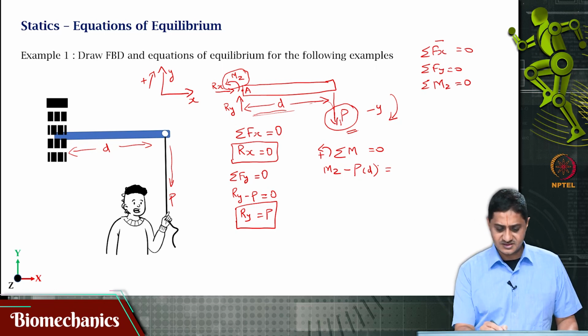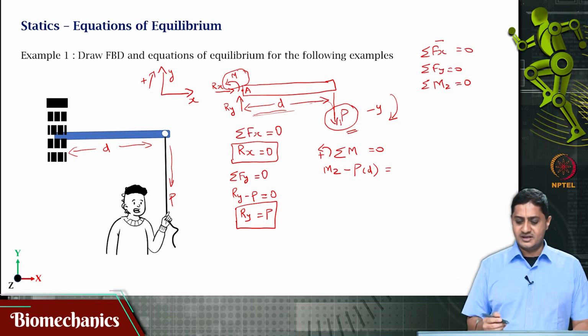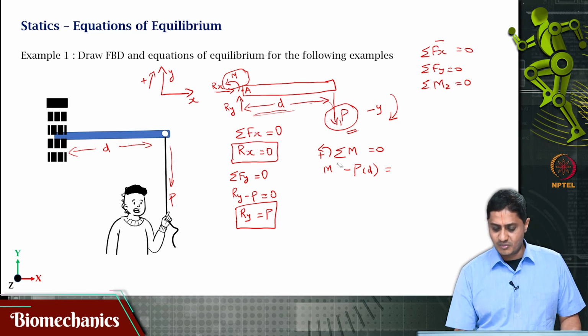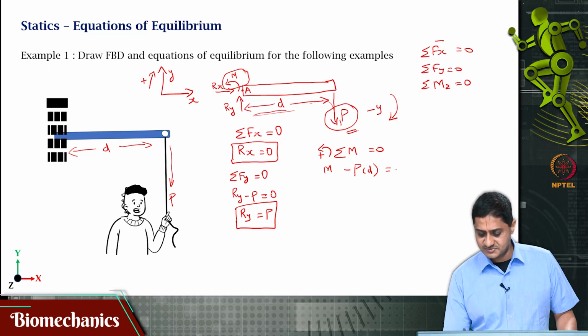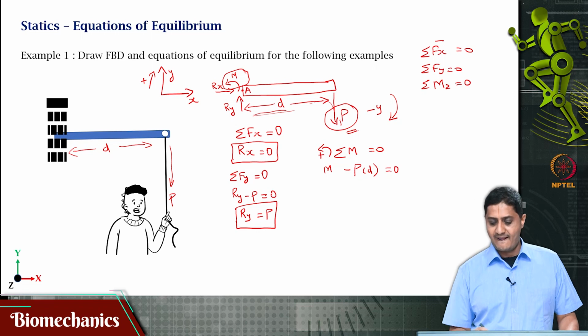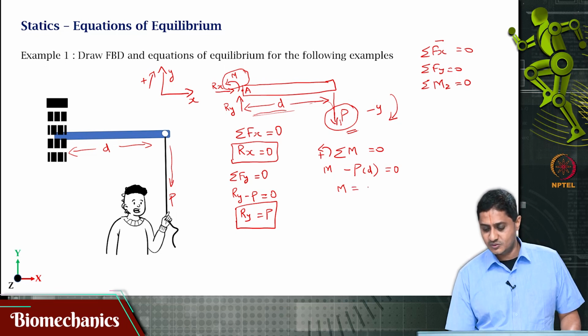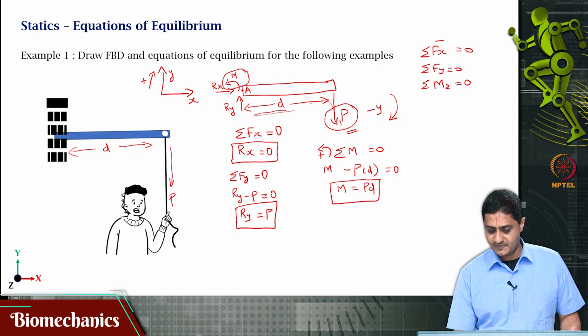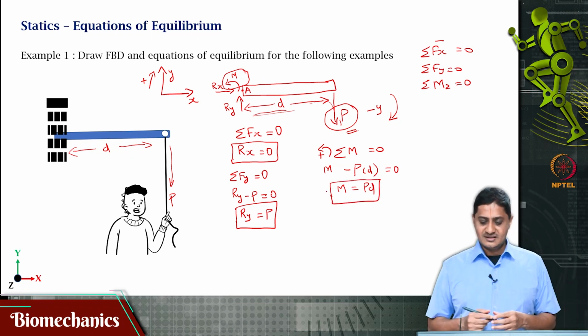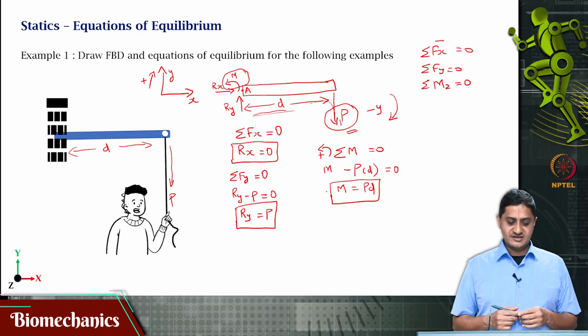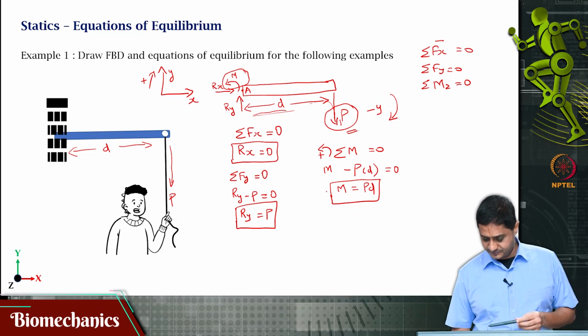Okay. Actually this is the moment at that point. Okay. Moment minus Pd is 0, or this means that because I know the distance and I know P, I can compute that reaction moment at A to be P times d. Okay. This is one simple example of the case of a free body diagram.